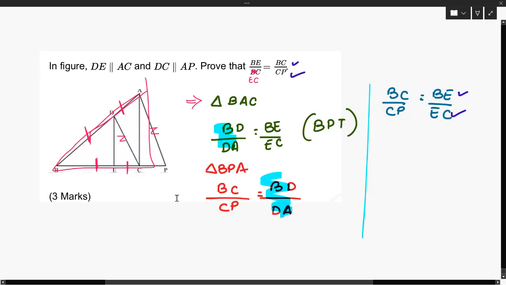Okay, one more challenging question which is related to the midpoint theorem. Let's take one midpoint theorem question. Again, a 3 marks question.